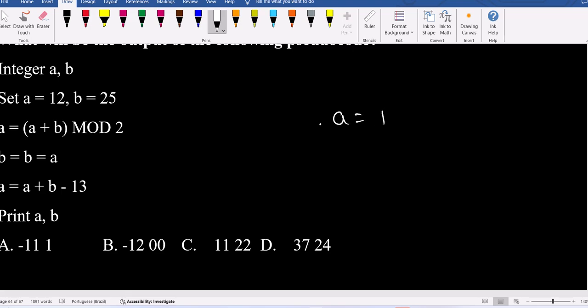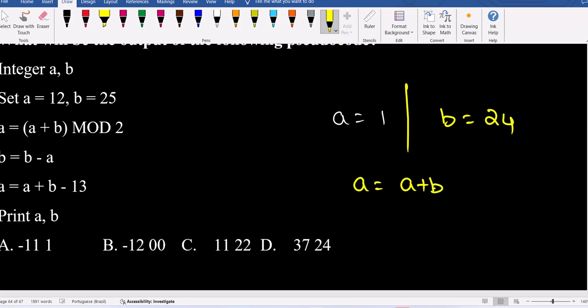b equal to b minus a, it should be. It's not double equal, that's what the typing shows. So b equal to b minus a. It will be 24. Then a equal to a plus b minus 13, which is equal to 12. Now print a and b. Not there in the options.